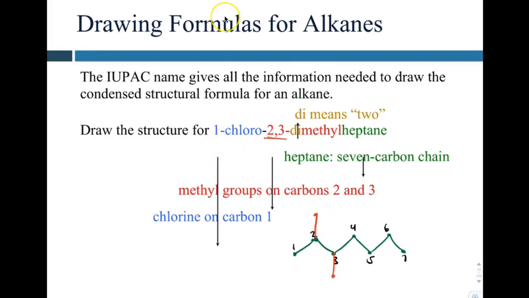I also have a chlorine group. So my chlorine is on carbon 1. On carbon 1, I'm going to put a little bond to a Cl. Do not leave it blank, because then it becomes a methyl. Well, it doesn't become a methyl, it becomes an octane. But you will draw a little line and put a Cl when you're putting a group like that on.